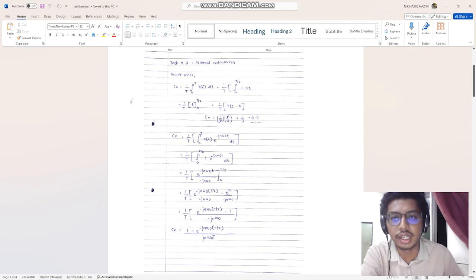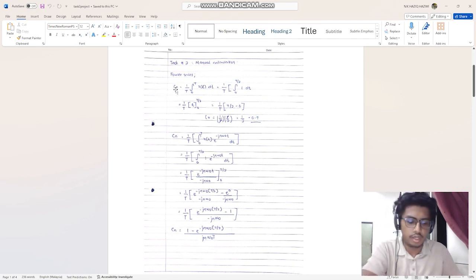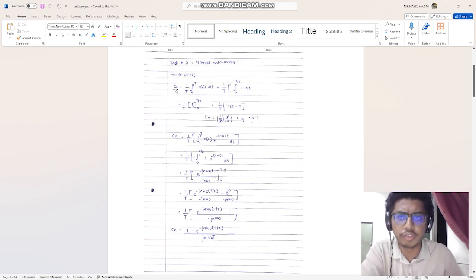Notice that this C0 is a complex Fourier series coefficient, which is 0.5, and this Cn is (1 minus e to the power of negative j times n times omega naught times T over 2) divided by (j times n times omega naught times T). All of the information we got in C0 and Cn, we will put into the MATLAB coding that will be explained later.